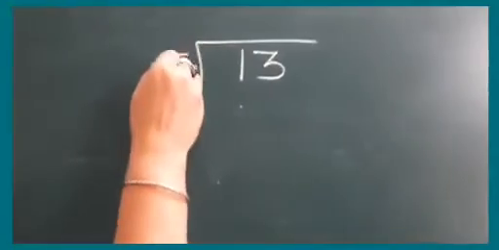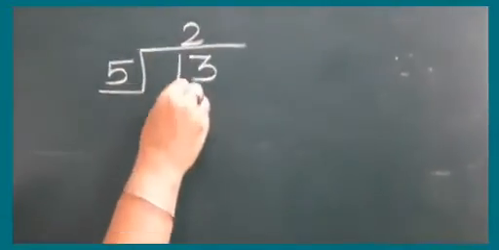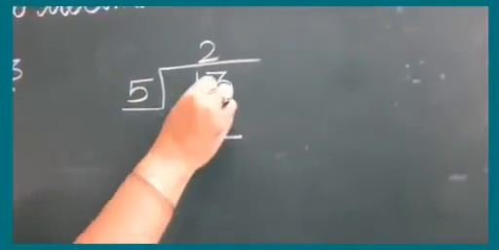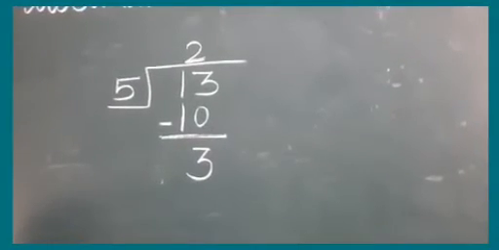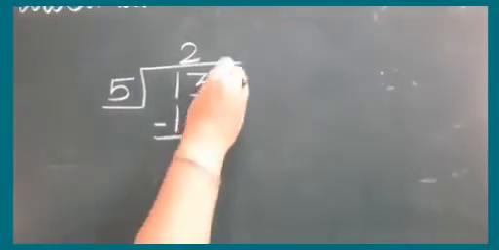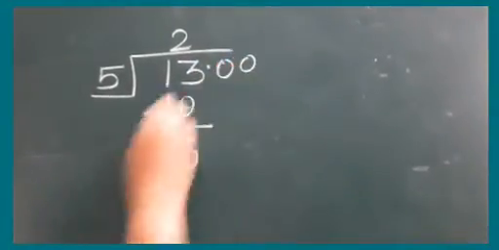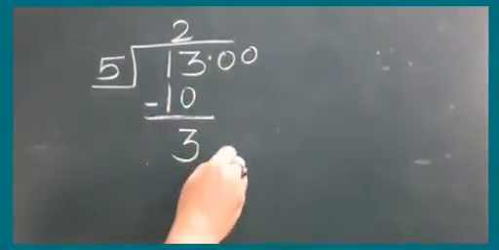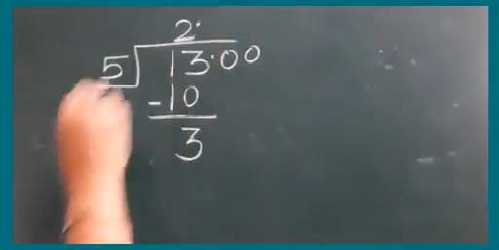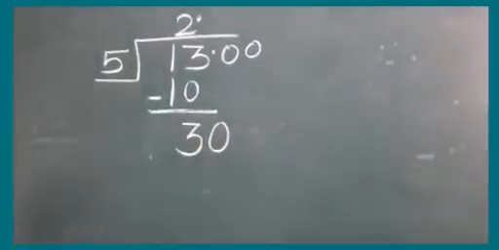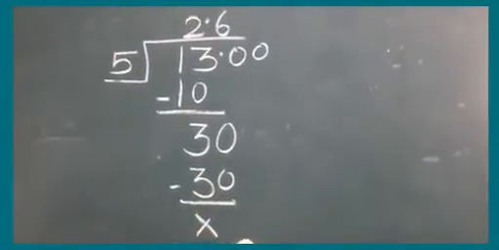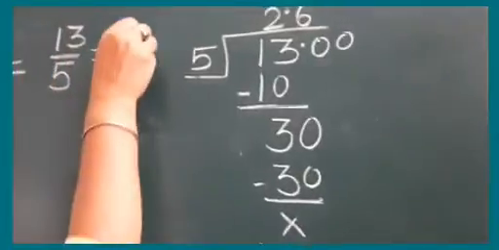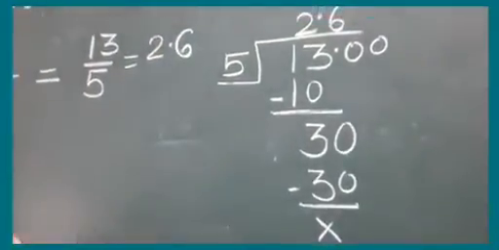So 13 divided by 5. Now here 5 twos are 10. We have 3 in the remainder. Now this has not been completely divisible. So what to do next? I will put a point and add as many zeros as I wish to. Now before shifting this 0 here, first I will shift this point in the quotient and this becomes 30. In the table of 5, 30 comes at 6. Now this is 30 and the remainder is 0. So my number becomes 2.6. This is one way of doing it.